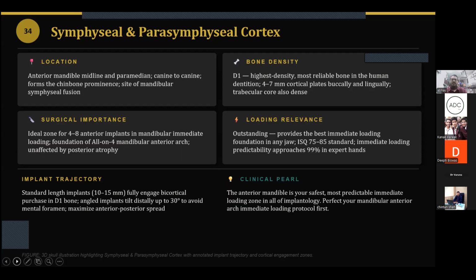Now I've told you, in the anterior region, in the symphysis or parasymphysis cortical region, there is no need of perforating the mandible, and it is present between the two mental foramens. You locate those mental foramen on OPG or intraorally, and you engage anywhere between them at an angle so that you can increase the bone implant contact by increasing the length of the implant. This is the safest area if you end up in between the bone only.